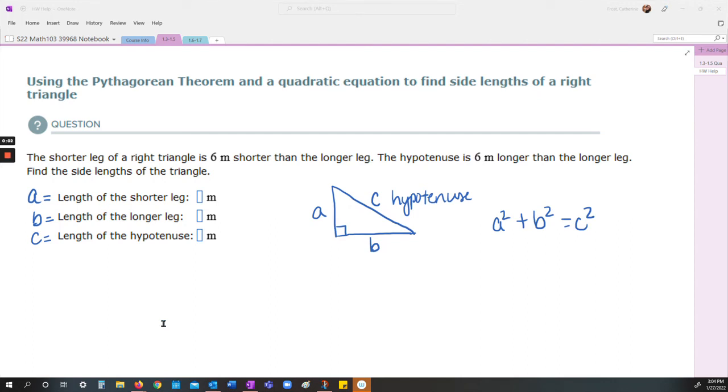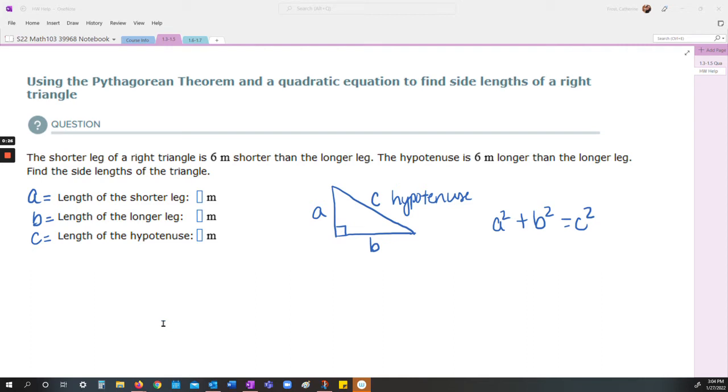Using the Pythagorean Theorem and a quadratic equation to find side lengths of a right triangle. So this is just another word problem for us to practice our word problem skills, right? Interpreting and building a model and all that fun stuff, but then also practice solving quadratic equations. And we're going to use the Pythagorean Theorem, which I've got over here.